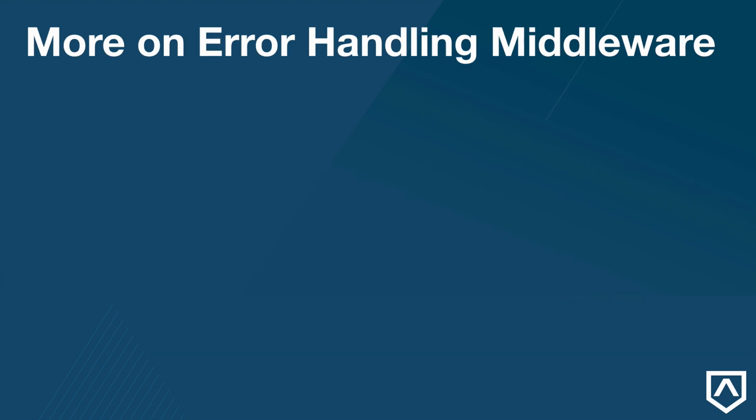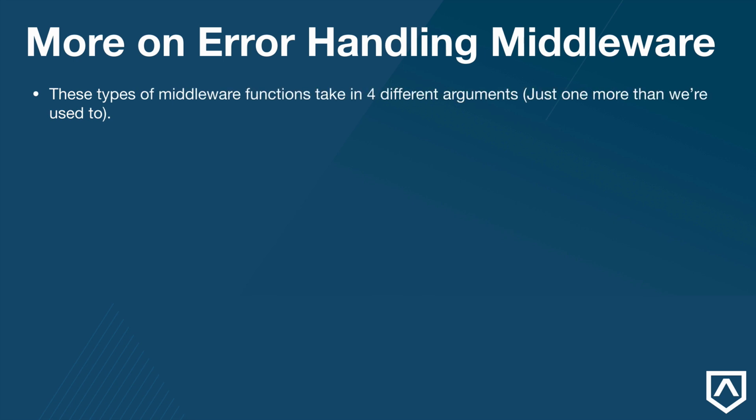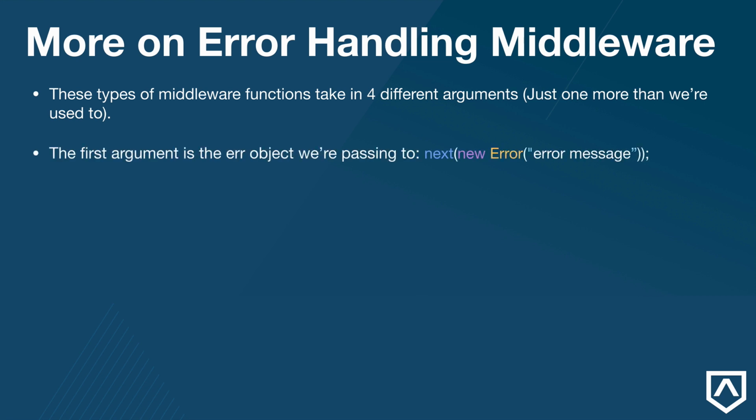A little bit more on error handling middleware. These types of middleware functions take in 4 different arguments, not 3, not just req, res, and next, but just one more than what we're used to. The first argument is the error object that we send to the next function. When that argument exists in the next function, Express simply knows to go into the error handling middleware. The other 3 arguments, of course, will be req, res, and next.